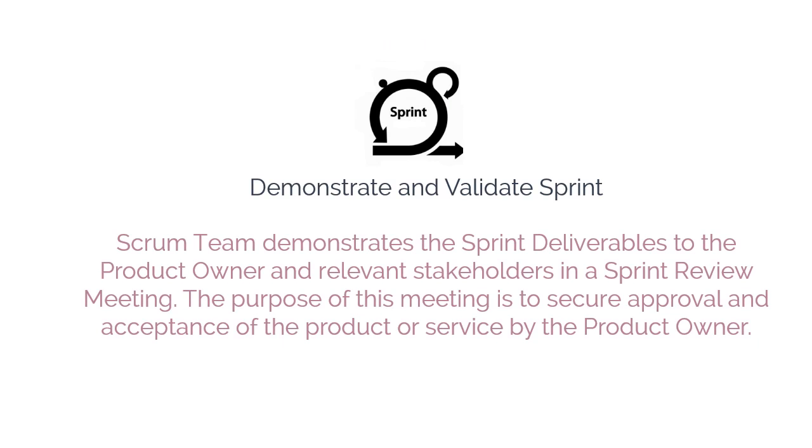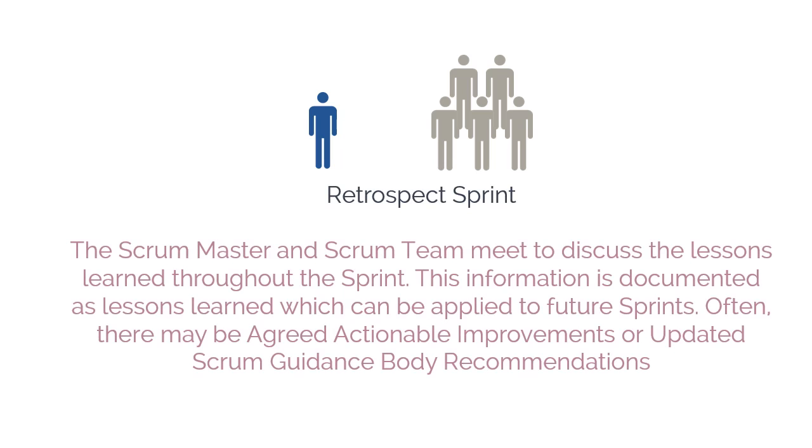Demonstrate and validate sprint is the second process followed. In this process, the Scrum team demonstrates the sprint deliverables to the product owner and relevant stakeholders in a sprint review meeting. The purpose of this meeting is to secure approval and acceptance of the product or service by the product owner. The third process is retrospect sprint.